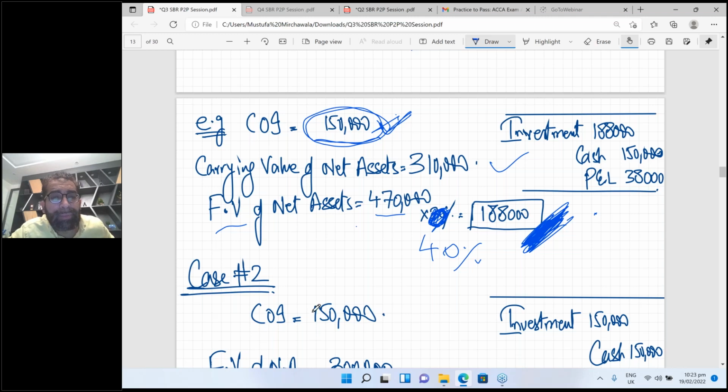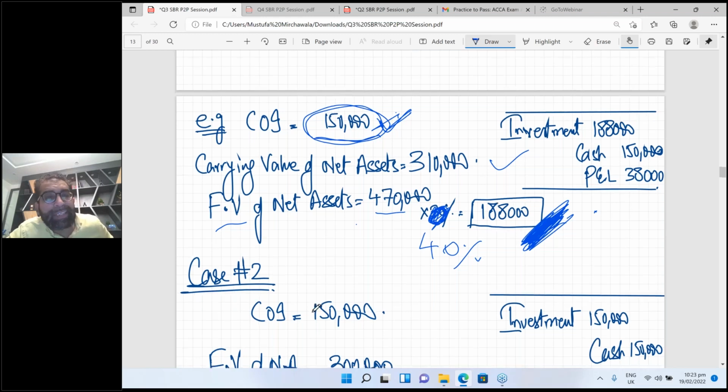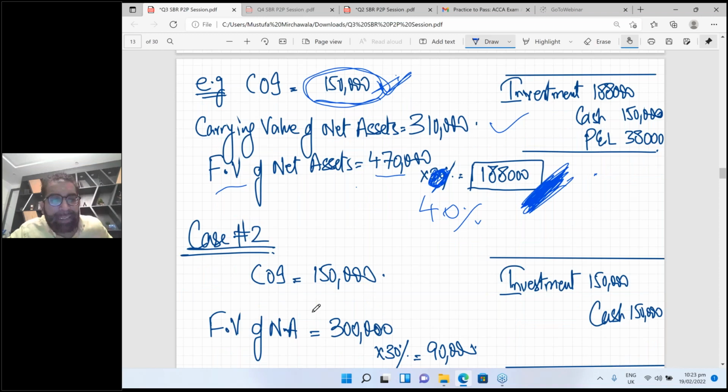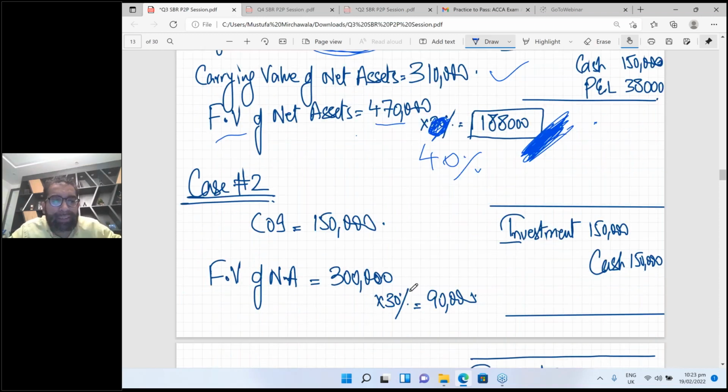There will be a positive goodwill. But we haven't seen any goodwill in associate books, so what is the treatment? Let us say today you bought 30% shares for 150,000, and the fair value of net assets of the associate at this date is 300,000. This is a separate, new example.